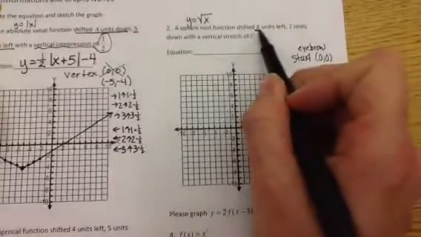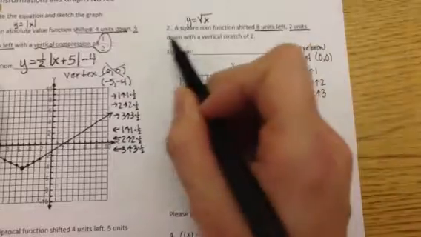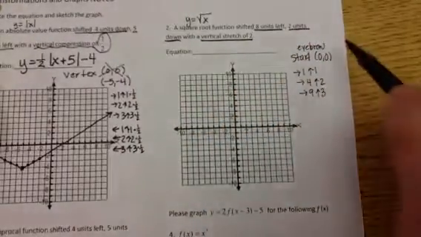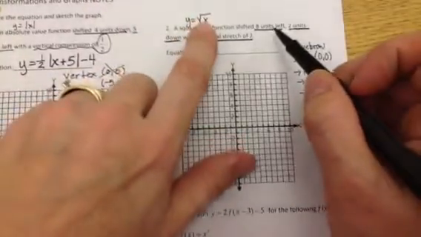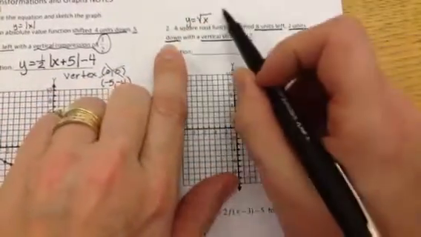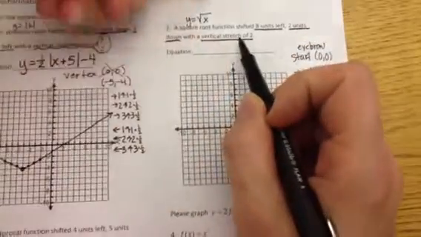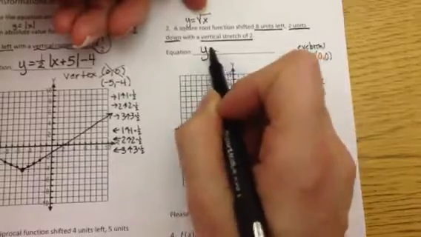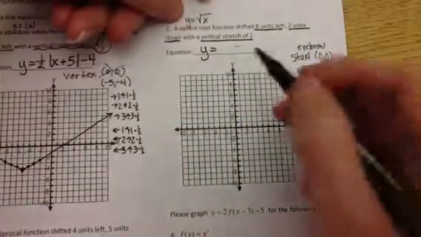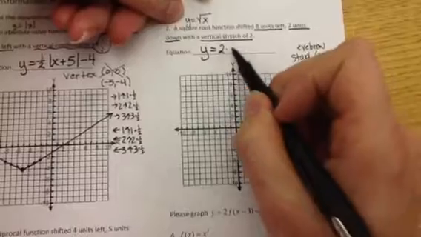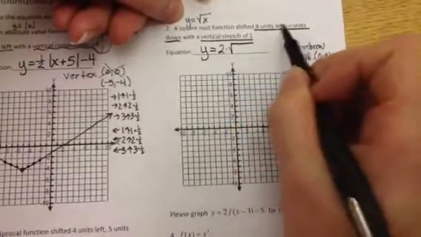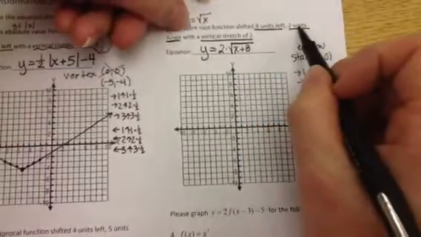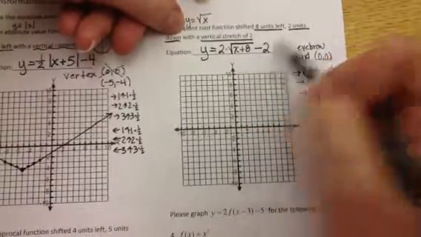I'm going to be shifting 8 units left, 2 units down, vertical stretch of 2. My left goes inside with my x, down goes outside at the end, vertical stretch of 2 goes out in front multiplied. So when I rewrite my equation with transformations, I will have y equals 2 times, for my vertical stretch, the square root of, shifting 8 left is x plus 8 inside, and then 2 down is subtract 2 at the end.